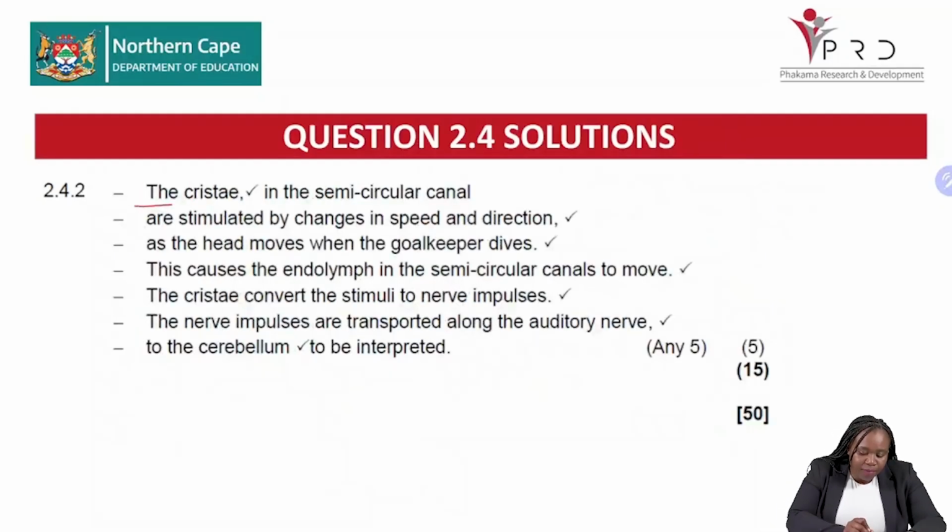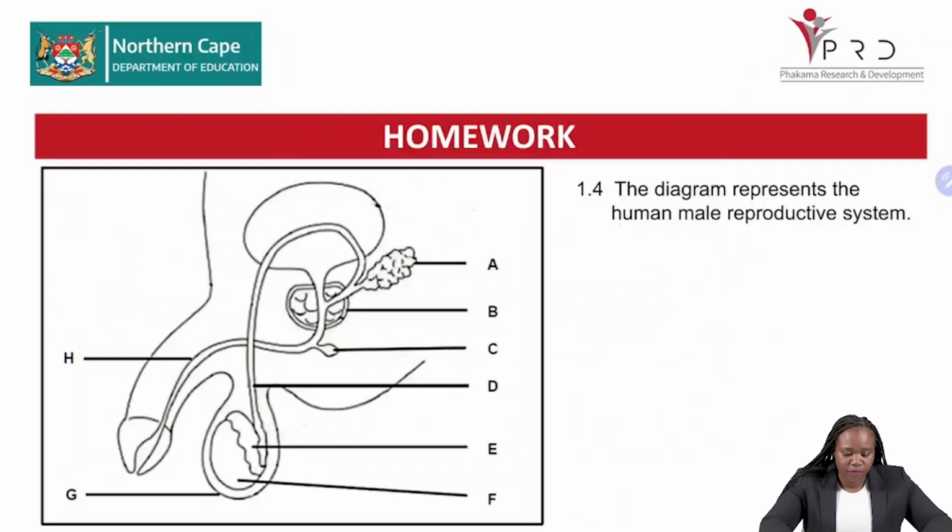So the cristae are the receptors in the semicircular canals, and they are stimulated by change in speed and direction. As the goalkeeper dived, the speed changes and the direction also changes as the head moves. Okay, so here we have your homework.